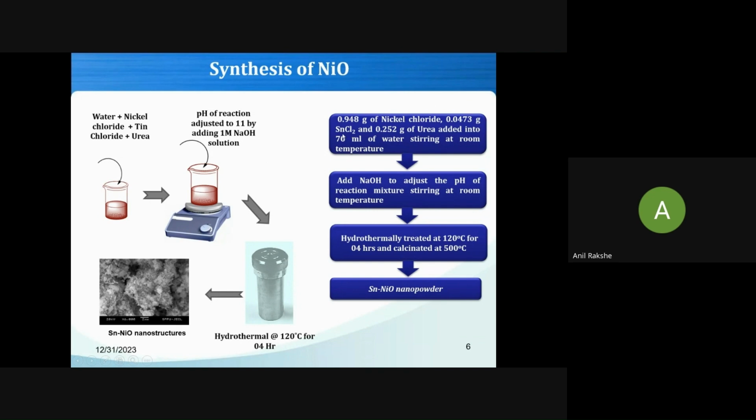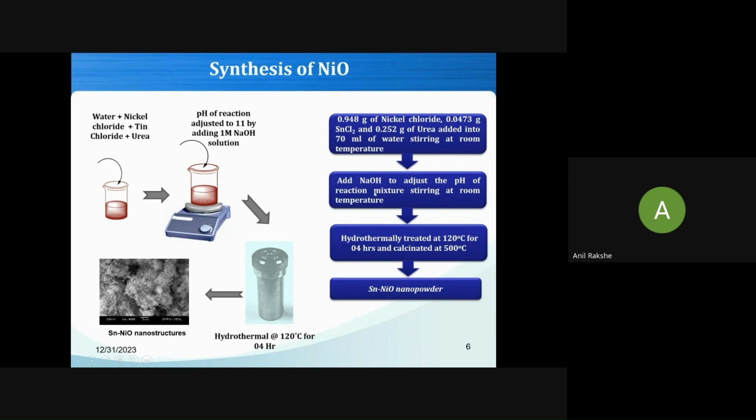Then doping is done with the tin precursor, tin chloride, which is added at 0.252 gram, and urea is added into it. Then the mixture was stirred again at room temperature for 20 minutes. Then the pH of this solution is adjusted by adding sodium hydroxide, and the pH is adjusted to 11.